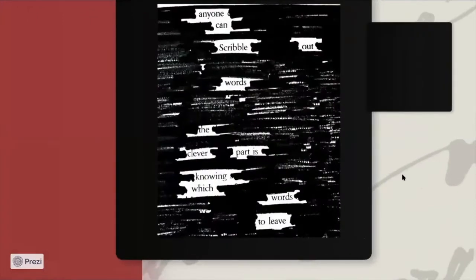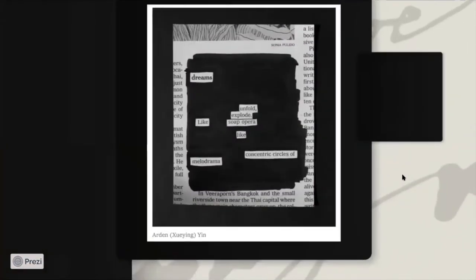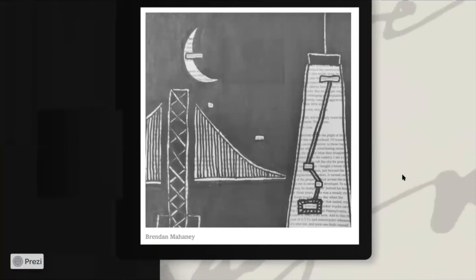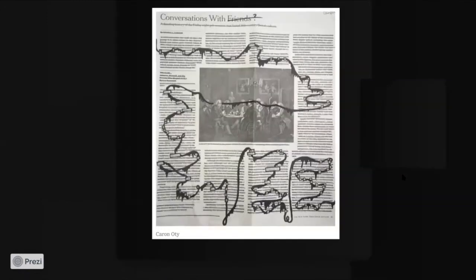Anyone can scribble out words. The clever part is knowing which words to leave out or which words to leave. So notice this one has used a newspaper article, blacking out certain parts and leaving the poem in the cleared out parts. This author has used art and has blacked out but also created an image. This one has left most of the poem of the conversations with friends blank, so you can still see that it's a newspaper article, but it's connected the different words together with this trailing line.